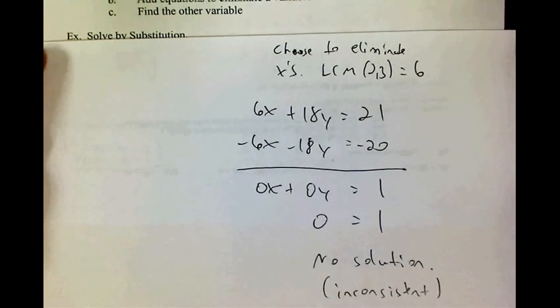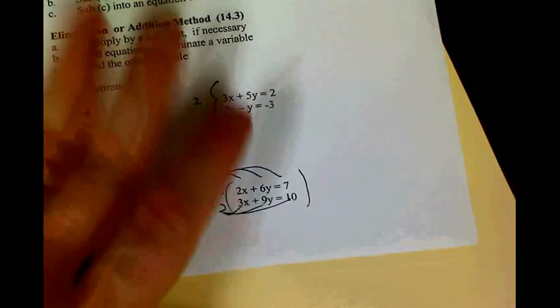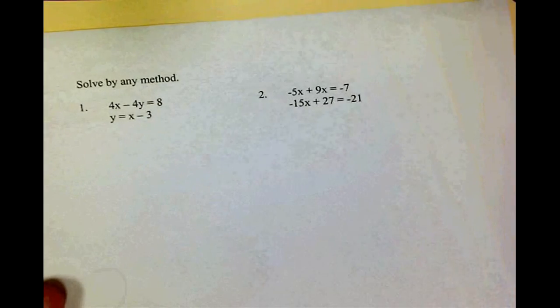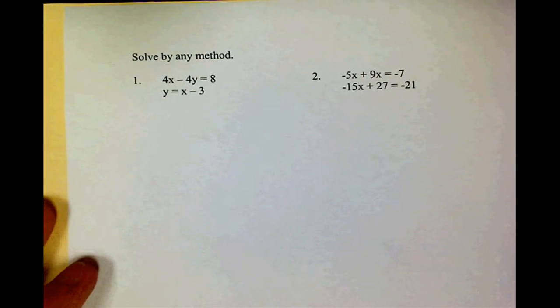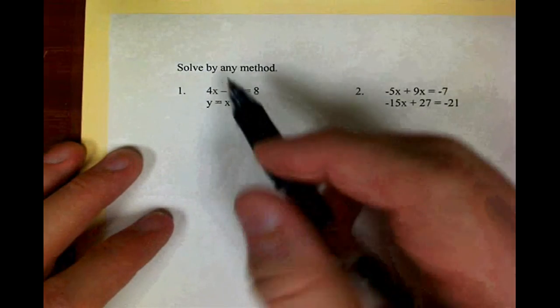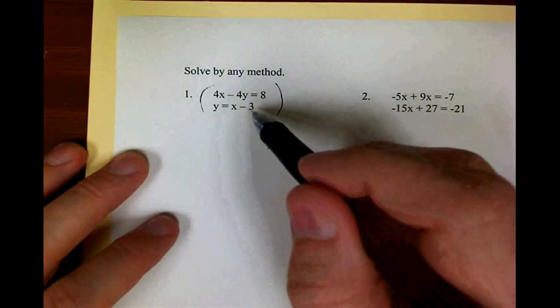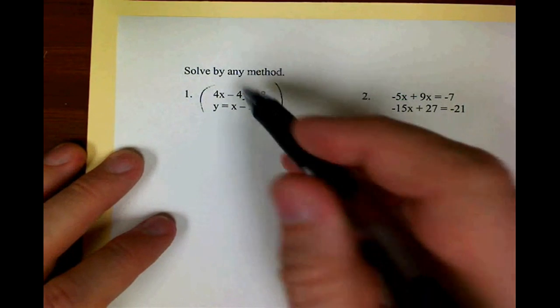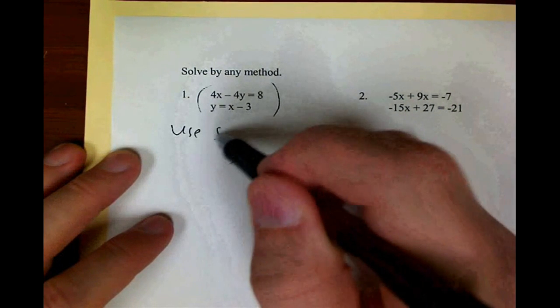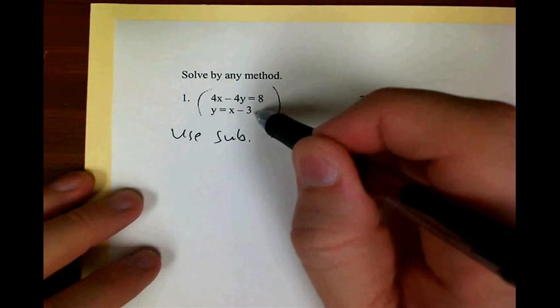It's a possibility. Now let's do these last two. This time I'm not going to tell you what to use. What you do is completely up to you. But hopefully you'll be able to recognize what to do. On this first system, if you take a good look at it, one of these is already solved for y. That kind of tells me I'm going to use substitution. I'm going to substitute the second one into the first one for y, because it's already y equals.